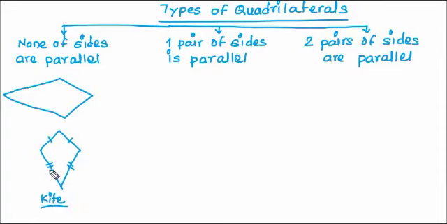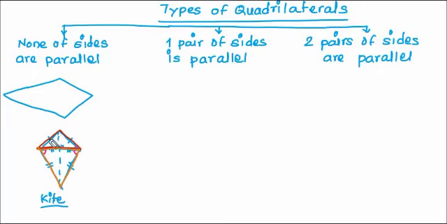But none of the sides are parallel to each other. There are many other properties of a kite. Some of the properties are that the diagonals intersect at a right angle, and the horizontal diagonal here is actually bisected. One pair of opposite angles is also equal in this case, and it forms two isosceles triangles.